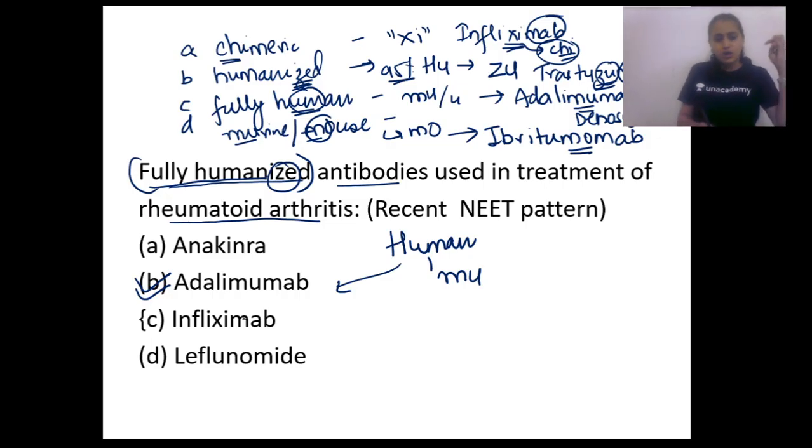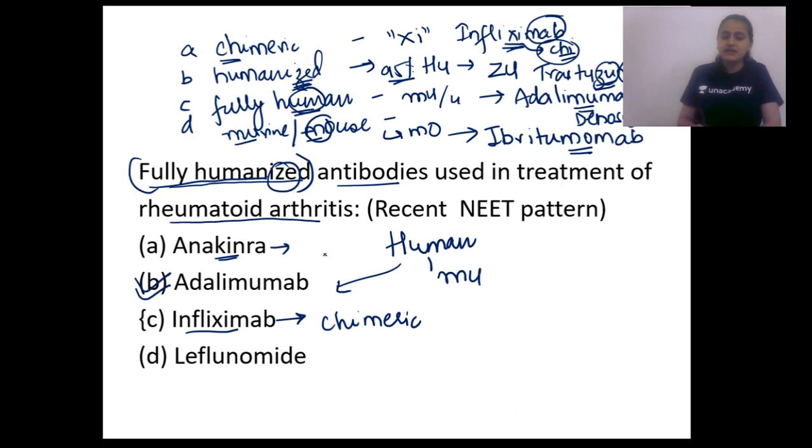What will be the type of infliximab? Infliximab will be what type of antibody here? Which group? It will be chimeric because it is XI. How about anakinra? Anakinra is against which? What is the target for anakinra?